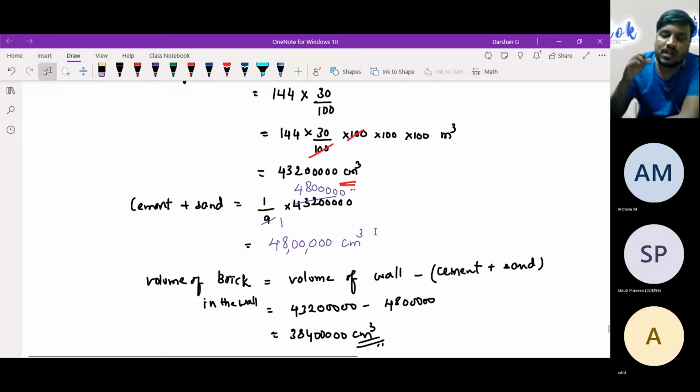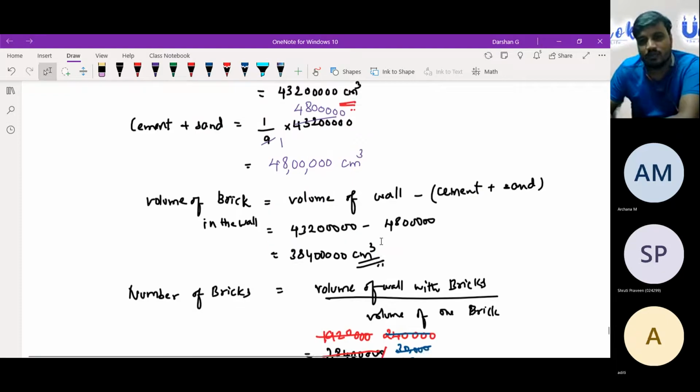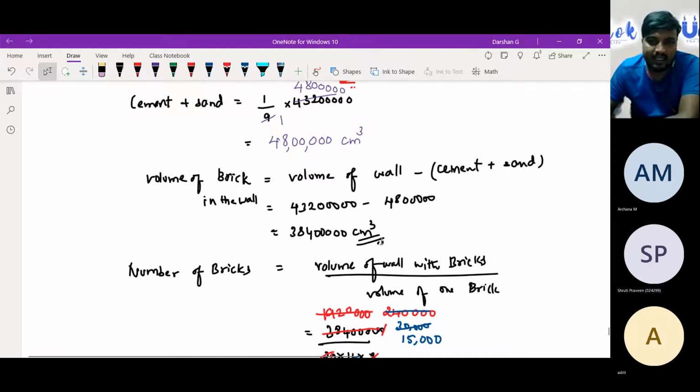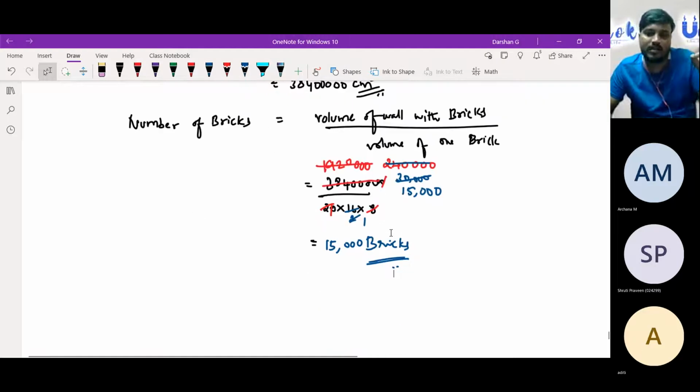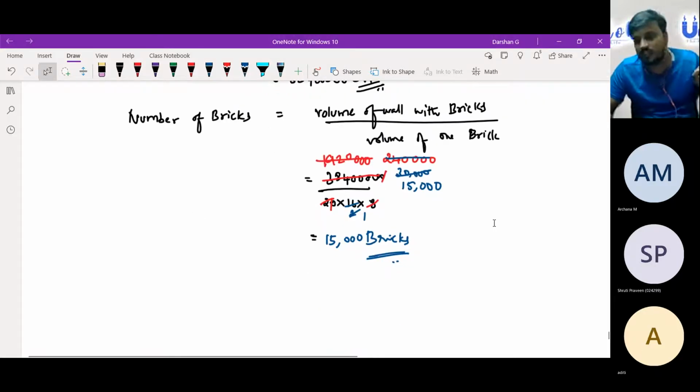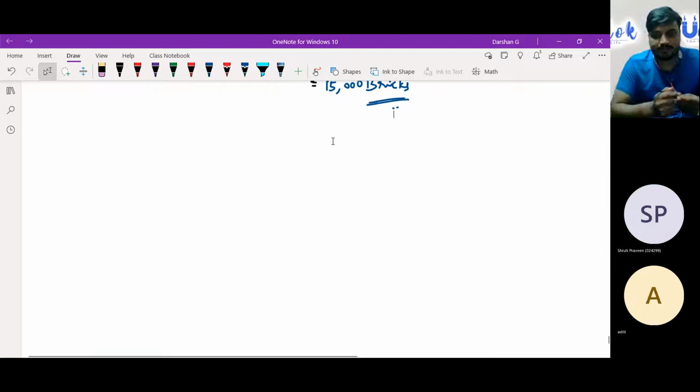Next, we need to see how many bricks we need to put. So the volume of the bricks in the wall, that is what I'm trying to find. That is the volume of the wall minus cement plus sand. So that will be 384,000,000. Next, number of bricks is equal to the volume of the wall bricks divided by the volume of one brick. So that will come up to 15,000 bricks. Right? Any doubts with this? Any doubts with this, people? Shruti?